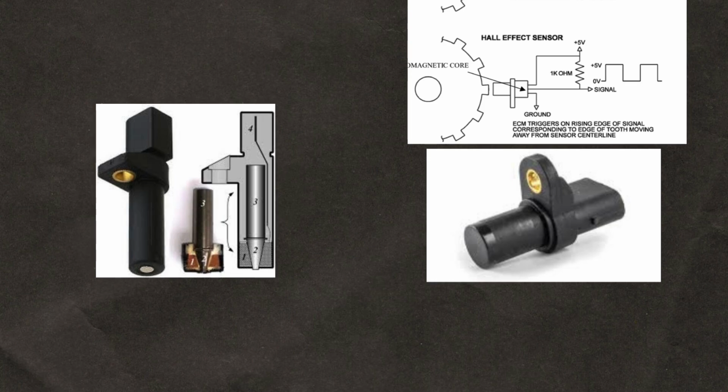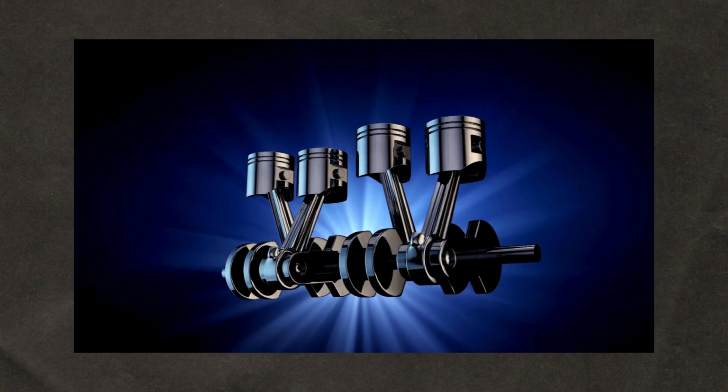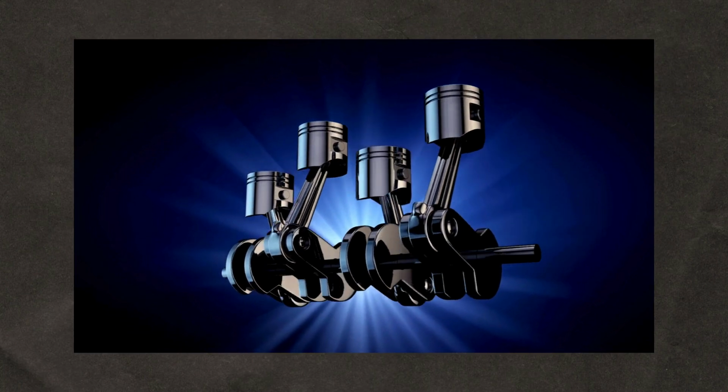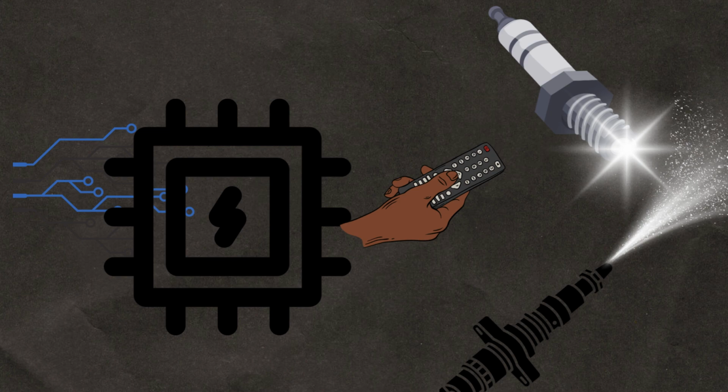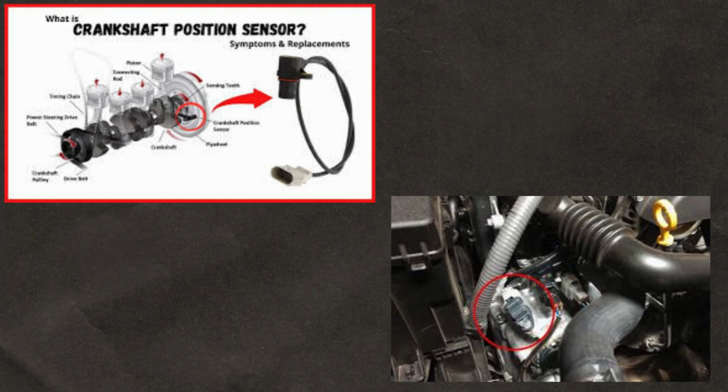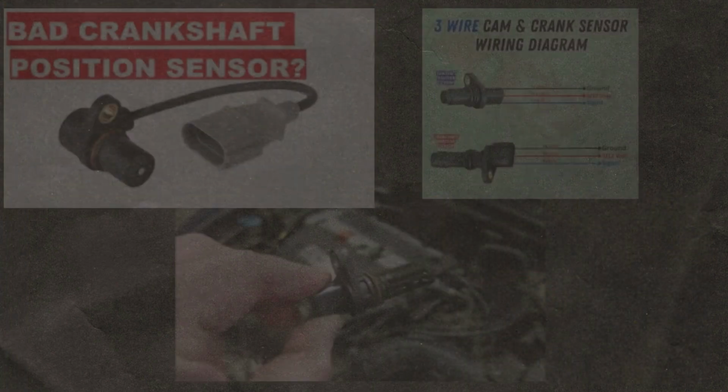Crankshaft position sensor, CKP. Monitors the position and rotational speed of the crankshaft. Provides data to the ECU for timing fuel injection and ignition events. Positioned near the crankshaft or flywheel.